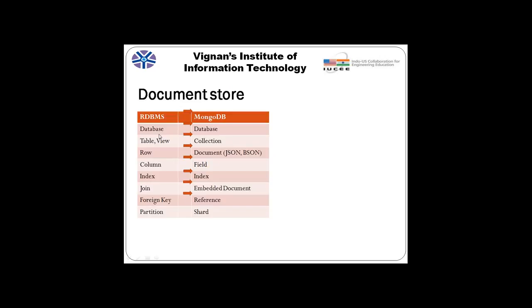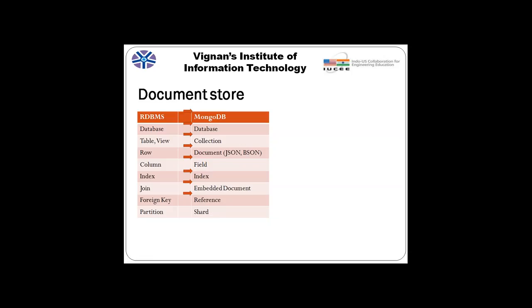So this is a very important thing now. In RDBMS we call it a database. In MongoDB also we call it a database. In RDBMS we call it a table, and in MongoDB we call it a collection. A row we call a document, and this document is based on the JSON and BSON concept. A column we call a field. Index is index only. Join we call an embedded document. Foreign key here we call references. Partition we call sharding. So these are the new things which we are going to see in MongoDB.